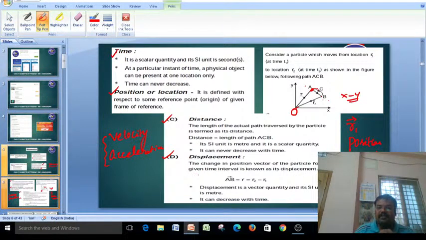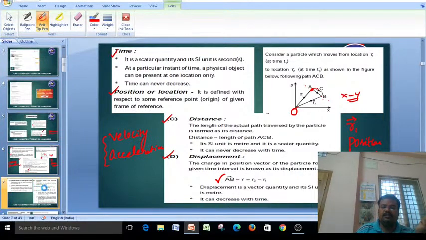When you take displacement, the change in position vector of the particle for a given time interval is known as the displacement of a particle. All you have to remember is that it's the shortest path. It is a vector quantity, so we have to represent a proper direction also. AB bar is equal to R2 bar minus R1 bar, that means final position minus initial position. Displacement is a vector quantity. The SI unit is the same as distance, that is the meter. It can decrease with time. The possibilities are there, that's why you will get a negative value, 0 and a positive value.